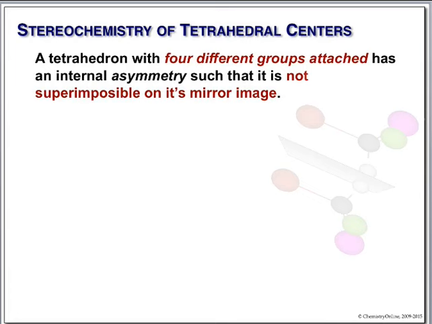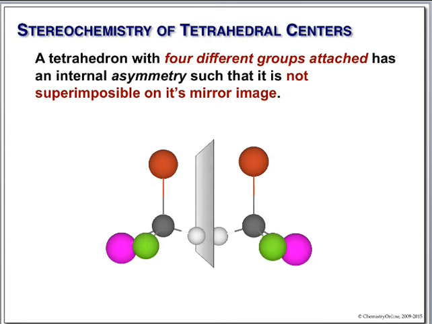If we have a tetrahedron and we have four different groups attached, we will have an internal asymmetry. Internal asymmetry simply means that one molecule is the mirror image of the other, and they are not superimposable. This is my version of a mirror. And hopefully you can see hydrogens reflect, those reflect, those and those are the same, but they are in fact mirror images.